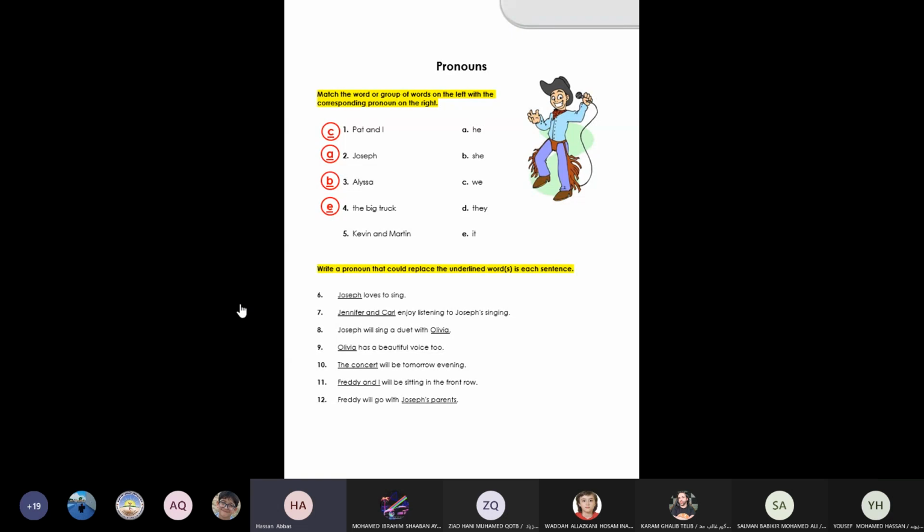And the last one, Shadi, number 5. Yes, mister. Kevin and Martin. They. Okay, excellent. So it's they.